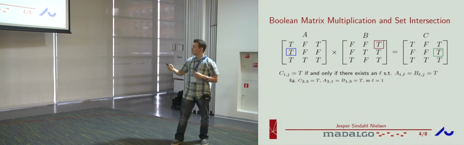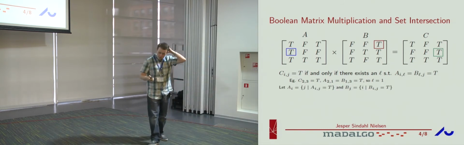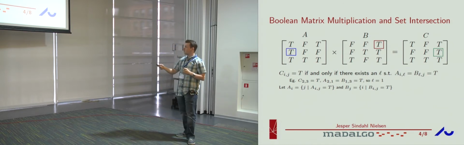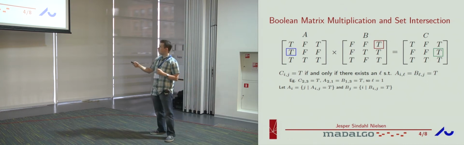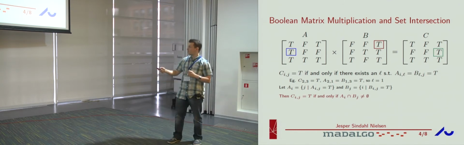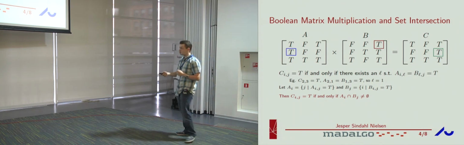Okay, so this is what we have here. Now you're going to make these sets instead: I'll take each row of A and make a set out of it, taking all the indices where in the ith row it says true. And similarly for B, I'll do it for columns instead. Now the ijth entry of C up here will be true if and only if their intersection is non-empty.